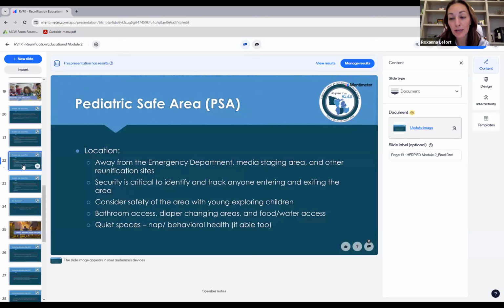But as for separating age, ideally, if it's fluid, then you can mix ages as long as it's a safe environment. And again, having security there would be ideal.